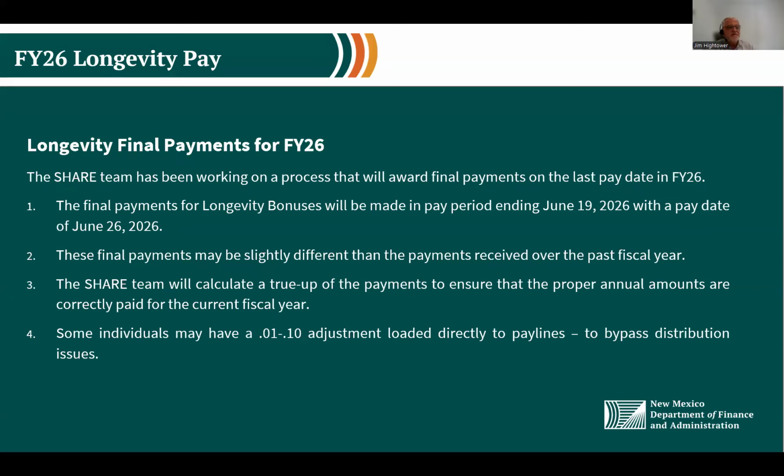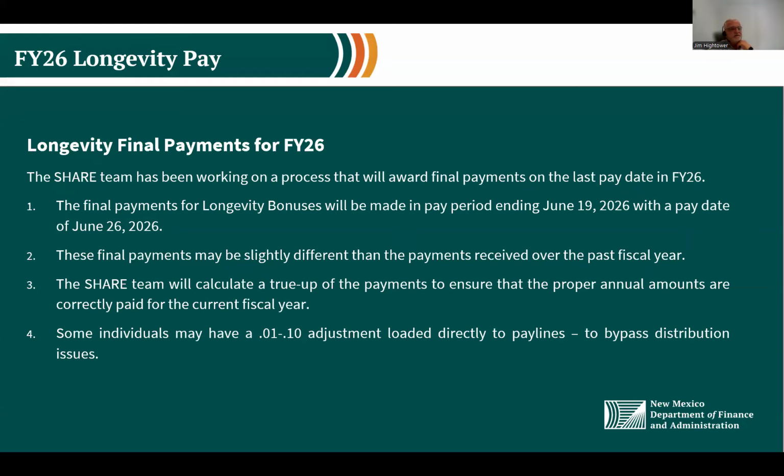So we're going to have to make an adjustment and process it through the push-up table directly into the pay line. And that adjustment should be a small adjustment, anywhere from a penny to 10 cents. And that's just to true up the payment, again, to make it equal. For example, if their bonus is 700. So that's what's happening at the end of June for fiscal year 26.